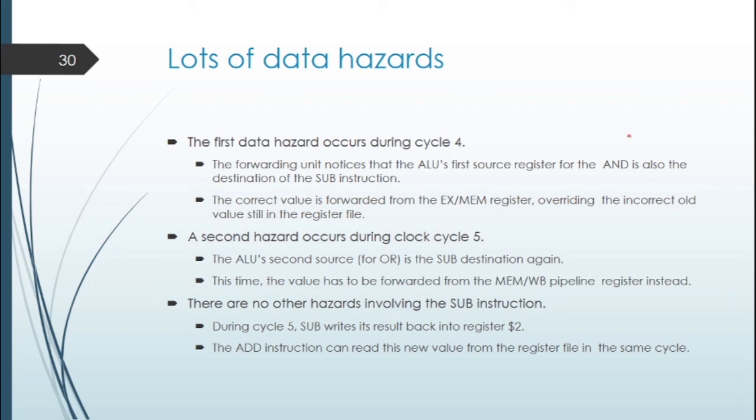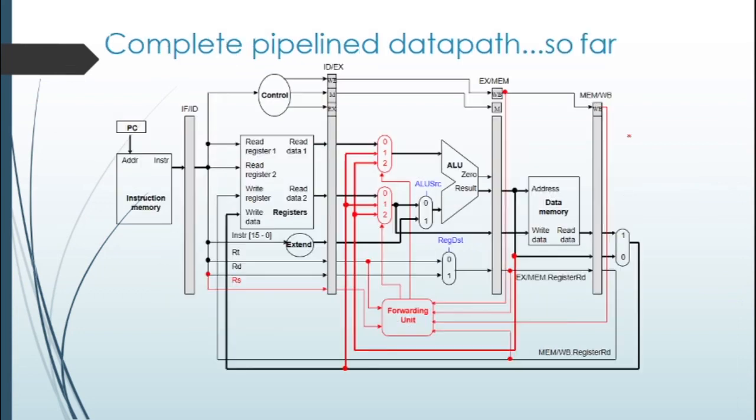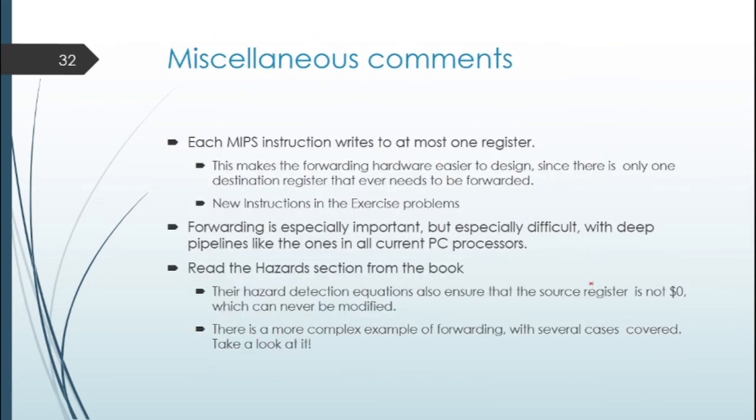During cycle 5, sub writes a result back into register number 2, and the next instruction, the add instruction, can read the register accordingly. So this is how a typical forwarding unit works, and this is the complete pipeline data path including the forwarding unit. A few things are still missing, but this is the complete data path so far.